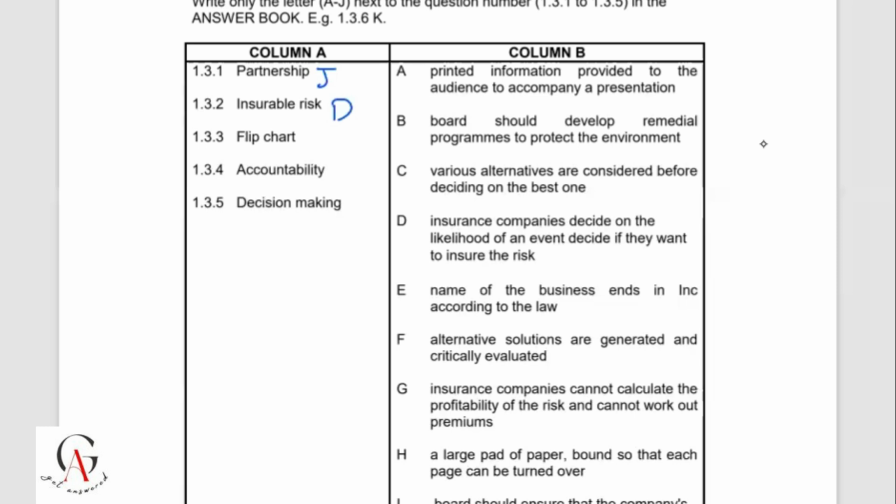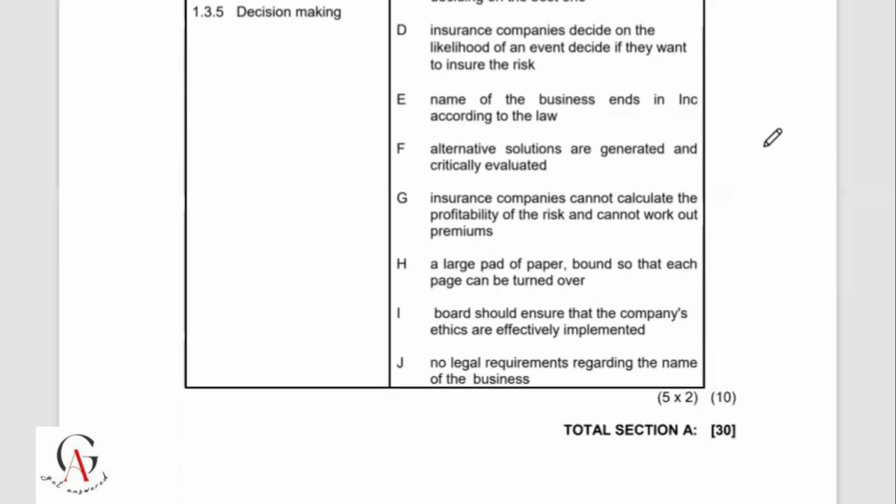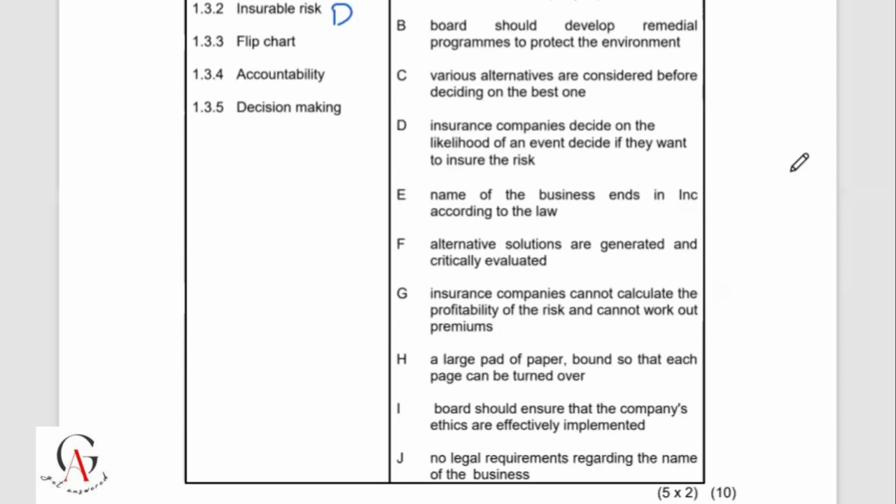So now let's check the flip chart. So now the flip chart, normally we actually check a large pair of paper bound so that each page can be turned over. So it means that our appropriate answer for this one is going to be H. So now H in this regard is going to be our appropriate answer. So now let's move on to 1.3.4, where we actually have accountability. So now accountability is in line with a board should ensure that the company's ethics are effectively implemented. So it means that the appropriate answer in this regard is going to be I.